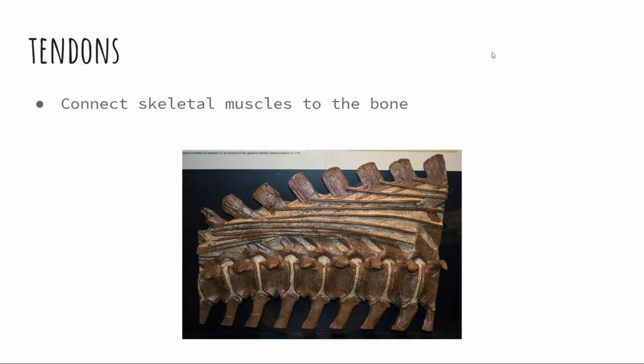All right, so I said you need to know the difference between ligaments and tendons. Ligaments connect bone to bone. Tendons connect muscle to bone. Big difference, okay? And you need to know that. Again, ligaments, bone to bone. Tendons, connective tissues that connect muscle to bone, which is important in order to move the bones.